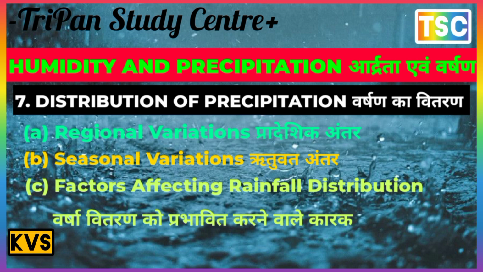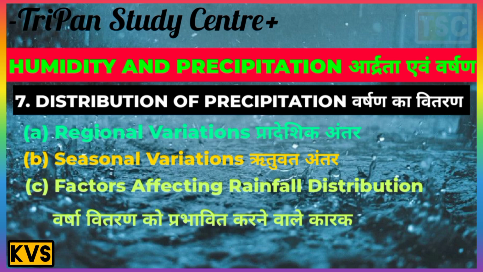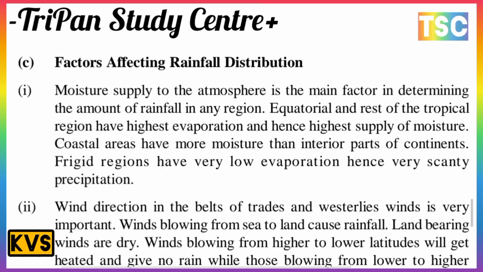The next topic is the factors affecting rainfall distribution. That is the most important point here. The moisture supply to the atmosphere is the main factor determining the amount of rainfall in any region. Equatorial and tropical regions have the highest evaporation and hence the highest supply of moisture. Coastal areas have more moisture than the interior parts of continents. Polar regions have very low evaporation and very scanty precipitation.